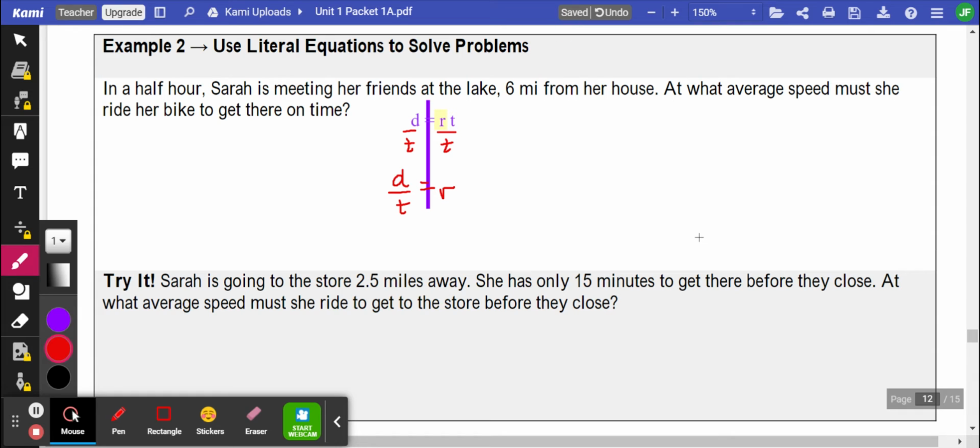So if we're looking at speed, it's going to be in miles per hour. So she is traveling 6 miles, and half an hour would be 0.5 hours or 1/2 of an hour, and that's going to equal our rate. So if you type that in your calculator, you'll find that she needs to travel at 12 miles per hour, which you've also seen written mph.